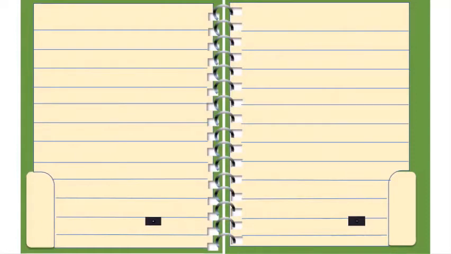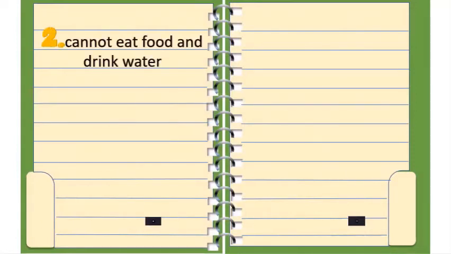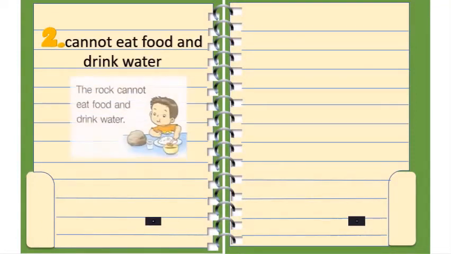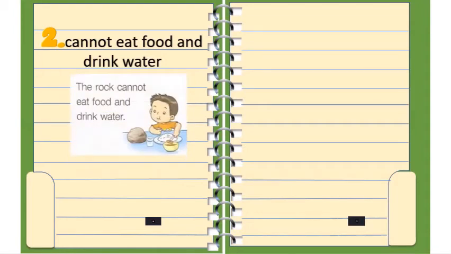Number 2, cannot eat food and drink water. Look at the picture. The boy is eating, right? Because the boy is a living thing. Now look at the rock. The rock cannot eat food and drink water.